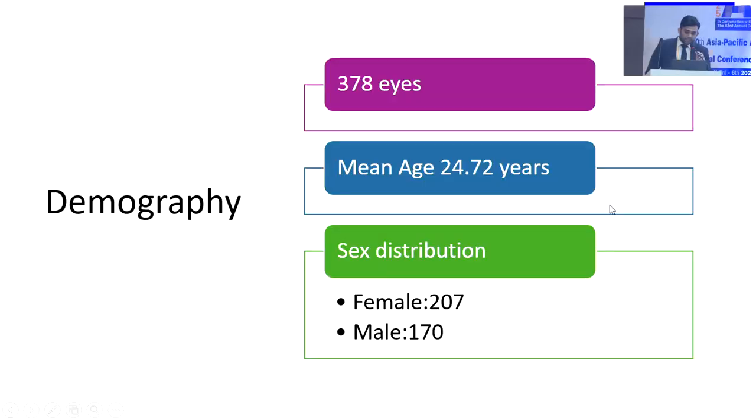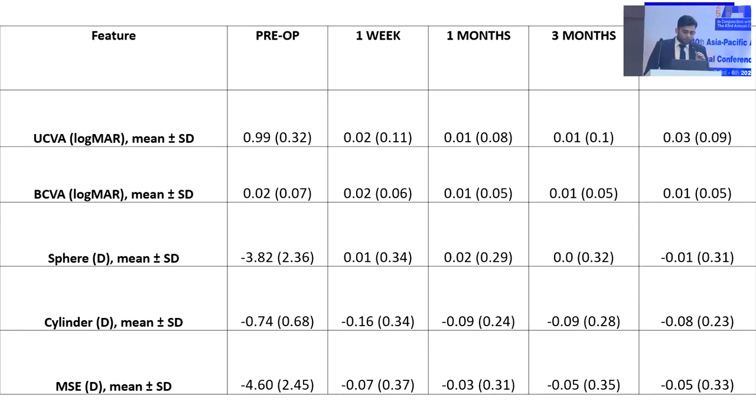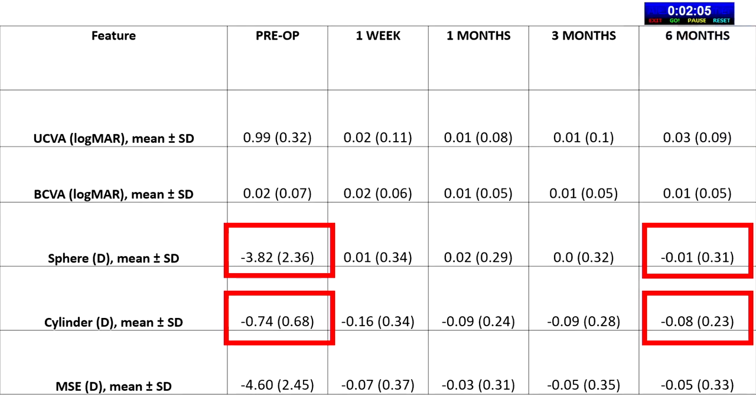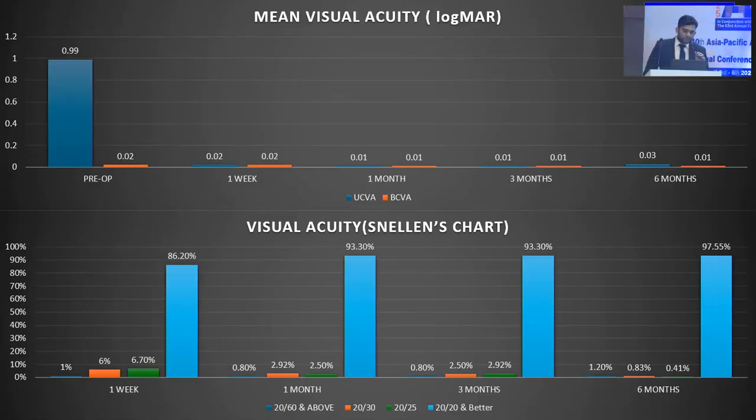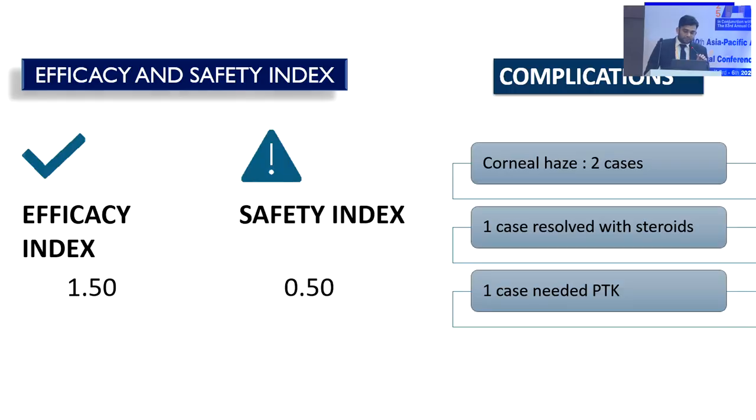To come to our outcomes, we had 378 eyes with mean age of 24.7, male to female ratio 170 to 207. When we come to outcomes in terms of sphere, cylinder and mean spherical equivalent, all have improved both statistically and clinically. In terms of sheer visual acuity on the logMAR chart, we can see that the vision has improved to 0.03 at the end of 6 months. And in terms of Snellen chart, 97.55% of the patients had vision 20/20 or better. 30% of these cases improved to vision of 20/16 as well. Efficacy index was 1.5 and safety index of 0.5.